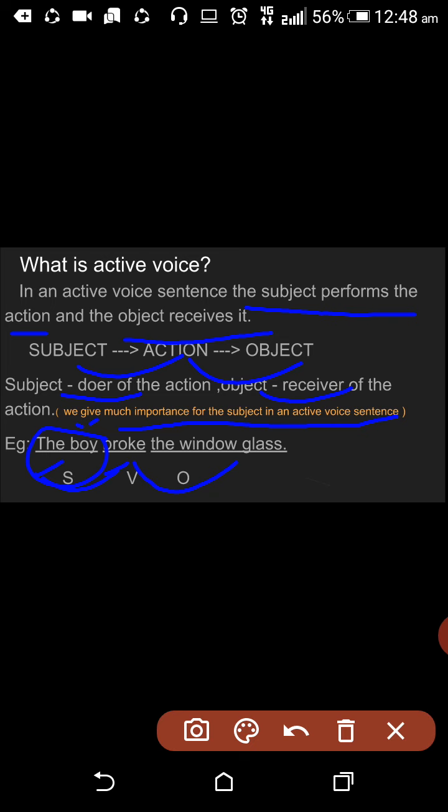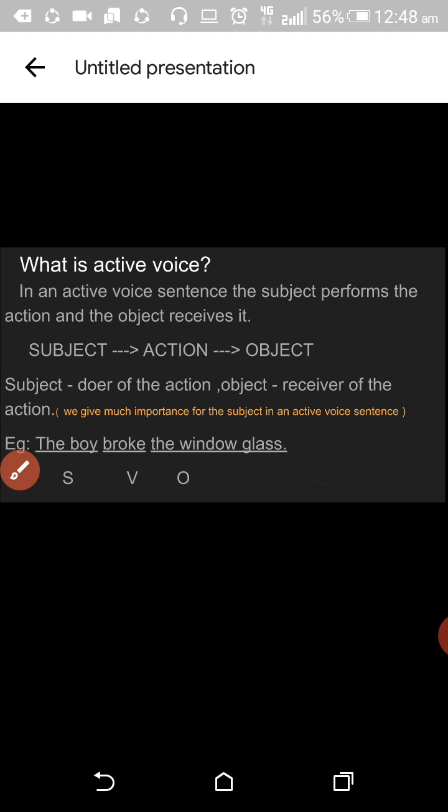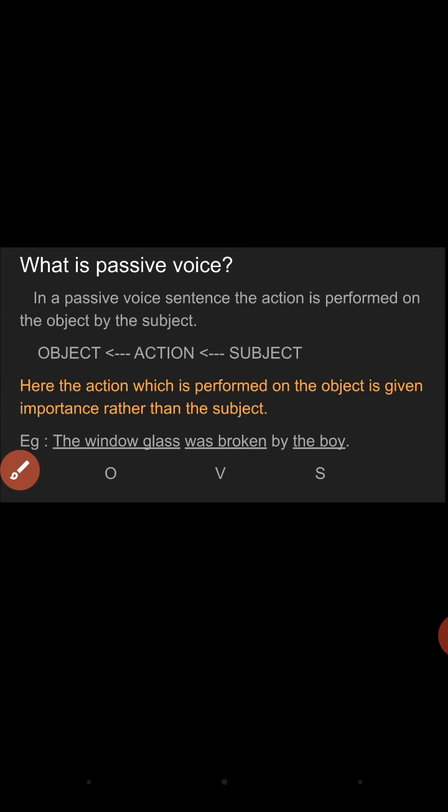So let me tell you once again what is active voice. In an active voice sentence, the subject performs the action and the object receives it. So we give much importance to the subject in an active voice sentence. I hope it's clear. Then we'll move to the next thing.